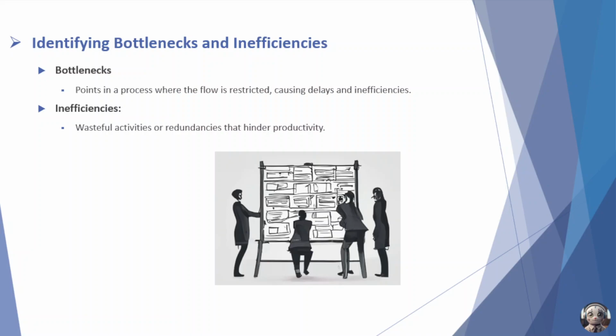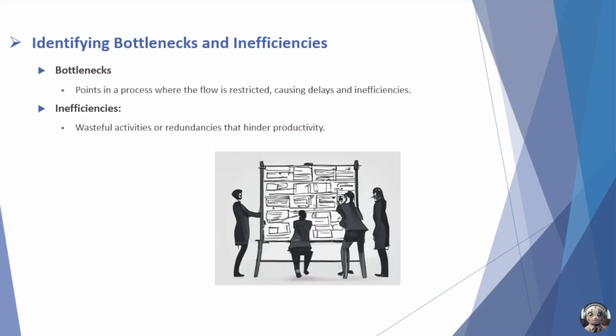Conducting process audits and value stream mapping exercises can help uncover these inefficiencies and pinpoint areas for improvement. Furthermore, technology can play a significant role in identifying bottlenecks and inefficiencies. Implementing tools such as workflow management systems, project management software, and data analytics platforms can provide valuable insights into where processes are breaking down or where resources are being underutilized.